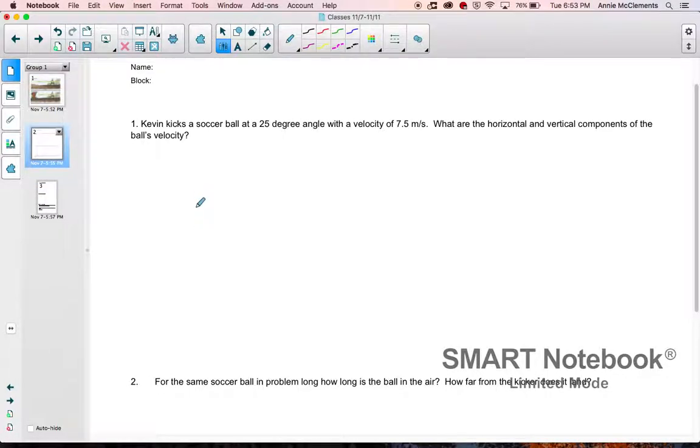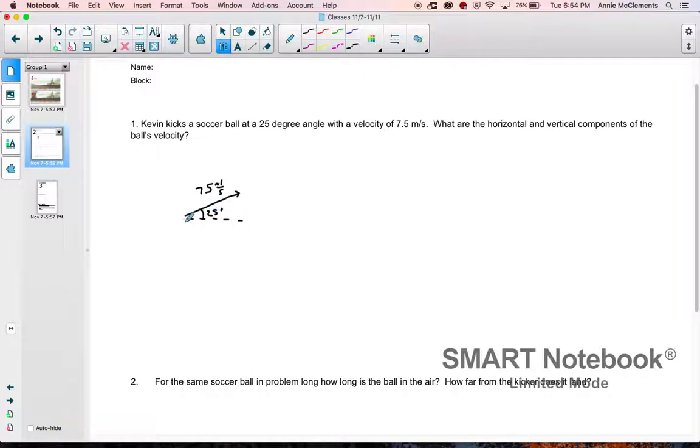First question is about Kevin. He kicks a soccer ball at a 25-degree angle with a velocity of 7.5 meters per second. And the question asks, what are the horizontal and vertical components of his velocity? So start off with a little picture here. We've got his original velocity, which is 7.5 meters per second, and then we know that that was at an angle of 25 degrees.